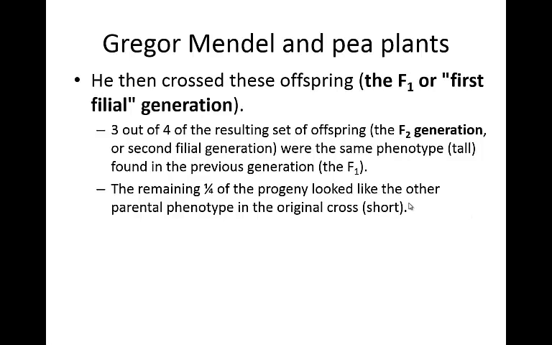And he only knew this, that they're hiding that trait, is that when he crossed these offspring, this F1 or first filial generation, what he found was that 3 out of the 4 of the resulting set of offspring, or the F2 generation, were the same phenotype as found in the previous generation. But the last quarter or so of the progeny looked like that original grandparent, that other parental phenotype in that original cross. So in this case, short.